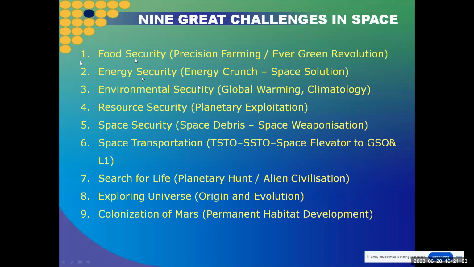So of these, the first three we have already achieved. Now the next ones are space security or space transportation, search for life, and exploring the universe, and the next mission is the colonization of Mars. This is about permanent habitat development, because in the universe there are some nine planets. Among them we have some hope on Mars and Jupiter. Our first hope is Mars and the second is Jupiter.